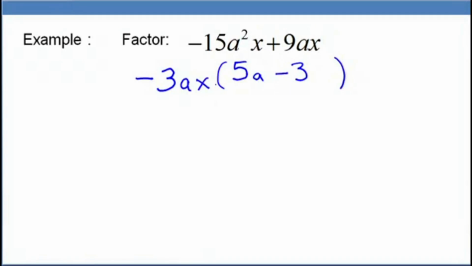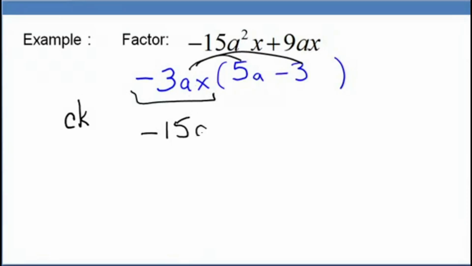Let's distribute back to check to make sure our signs are right. So we'll distribute the negative 3ax times each term. We get negative 15 a squared x, and then we get a positive 9ax, and that matches our original, so we are correct.